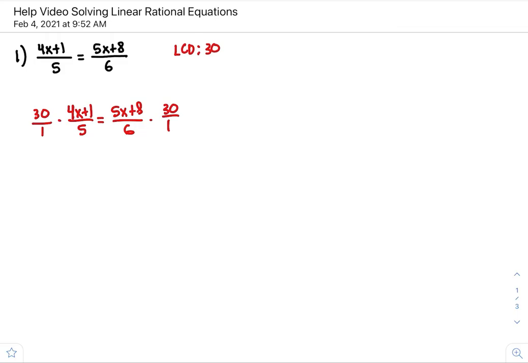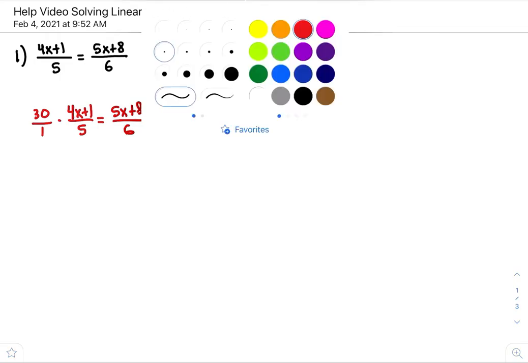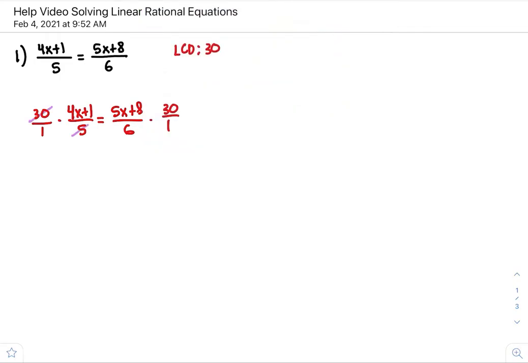30. So we can cancel off this 30 with this 5, so that would just leave 6 up here and 1 on the bottom. And for this, we could cancel off the 6's from top and bottom. So 6 goes into 6 once, 6 goes into 30 5 times. So what we really have is 6 times 4x plus 1 is equal to, I'm just going to put the 5 in front, 5x plus 8.